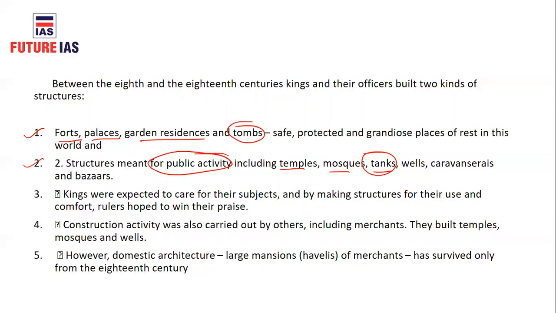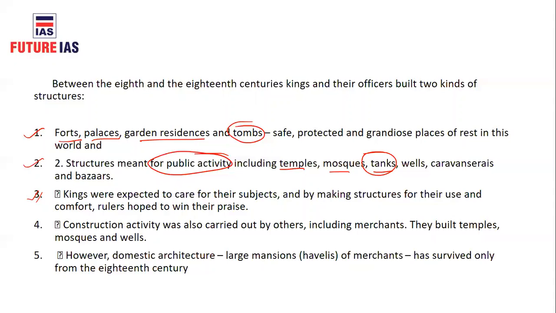Now, the kings are supposed to take care of their subjects. How can the king take care of their subjects? First of all, by giving them certain donations, by giving them money, by giving them land grants. Apart from that, the king can also help them by making structures, which would be used by the common public. Why did the kings make these structures? To win the hearts of these people, in order to ensure that these people are with the king.